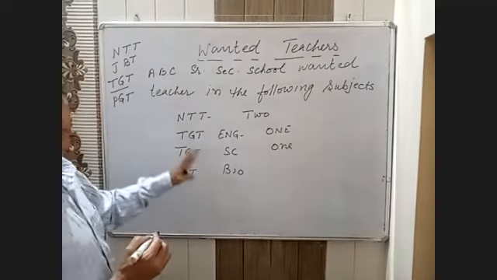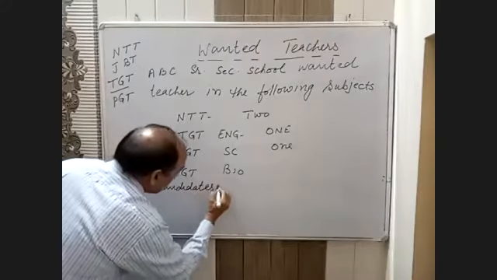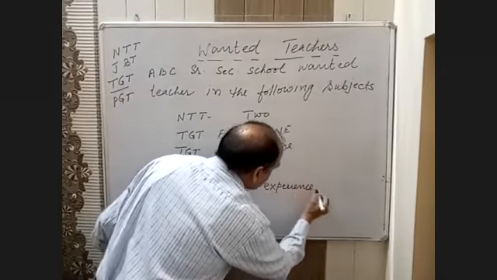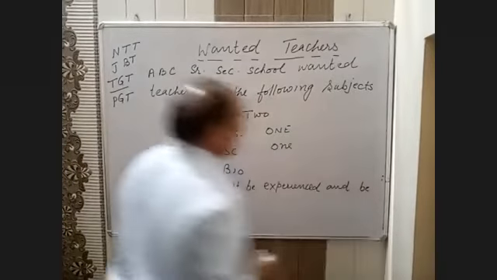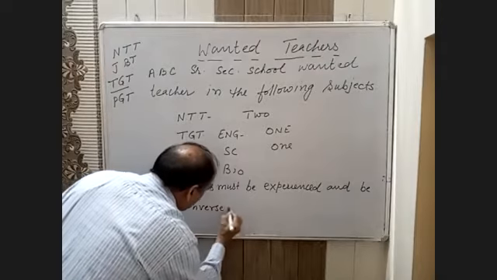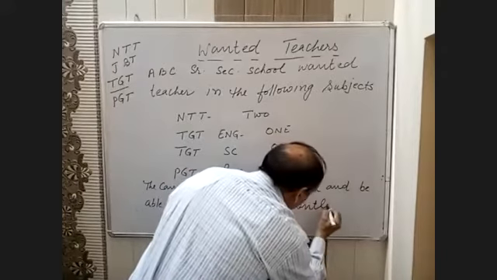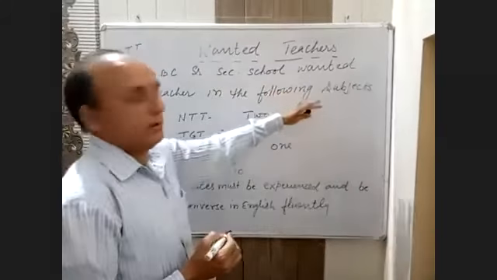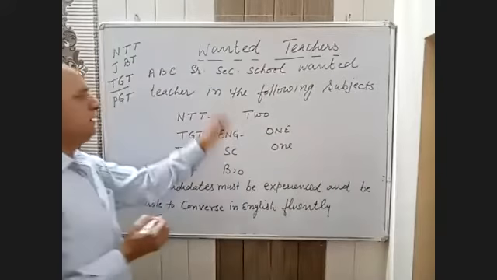Now you can write the conditions you need for the candidates. They must be experienced and be able to converse in English. You can even write other conditions. Even at the start, you can write: ABC Senior Secondary School wanted a qualified and experienced teacher in the following subjects. Then write down the name of the subject and whatever quantity you require.